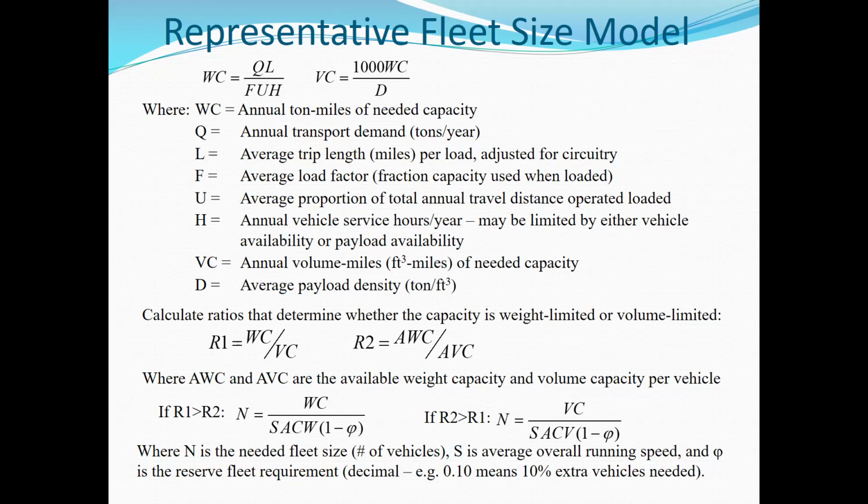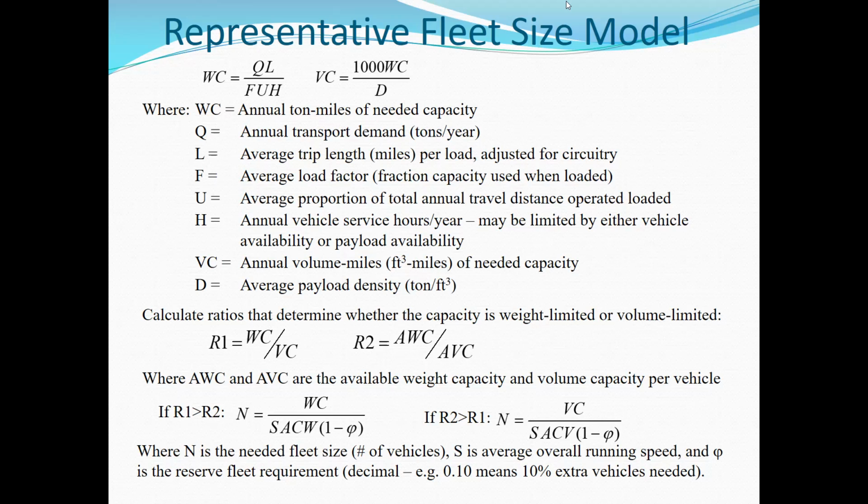You can figure out the weight capacity using the formula Q times L divided by FUH. And all the terms are defined here. WC is the annual ton miles of needed capacity. So pay attention to this real quick.